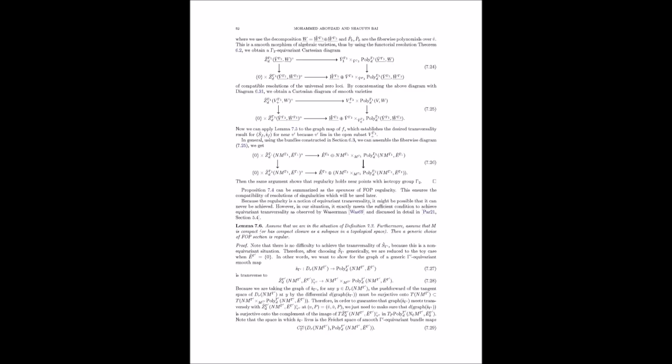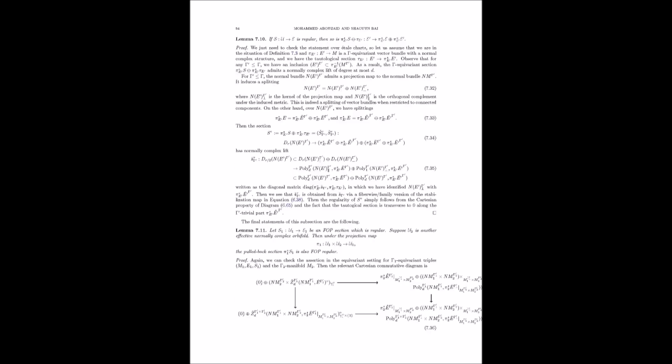Section 7 is where we bring back those FOP sections and talk about regular ones. Regular FOP sections. Okay. What makes them special? They satisfy a certain condition that ensures their zero loci, you know, the points where they vanish, are smooth manifolds. So it's like we're adding an extra constraint to make sure everything stays nice and smooth. Exactly. This regularity is super important because it allows us to apply all those resolution techniques we've been talking about effectively. I see. It's all starting to come together now.